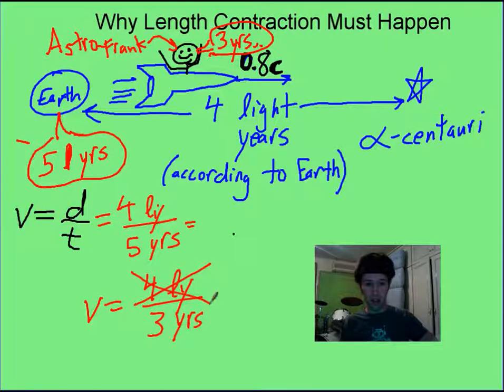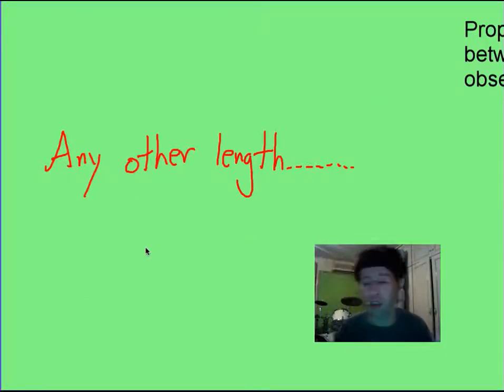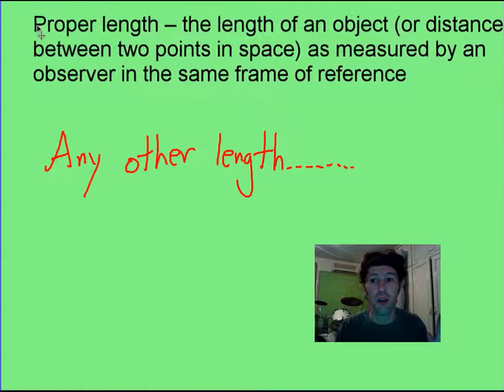This cannot happen. The distance that he went must have contracted, because we're going to accept the second postulate of relativity that the speed of light is always the same and nothing can travel faster than it. Astro Frank did not break the speed of light because his distance was actually not 4 light years. According to him, it was a contracted length. Now both the length to Alpha Centauri measured by the Earthlings and the length measured by Astro Frank were both valid and correct measurements. But we're going to say that the Earthlings measured the proper length.